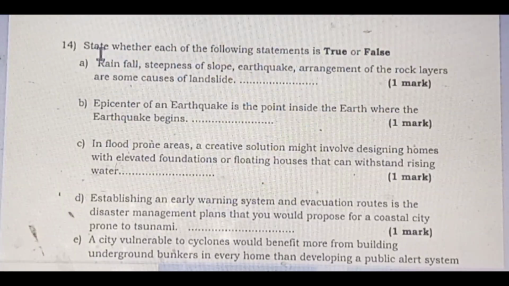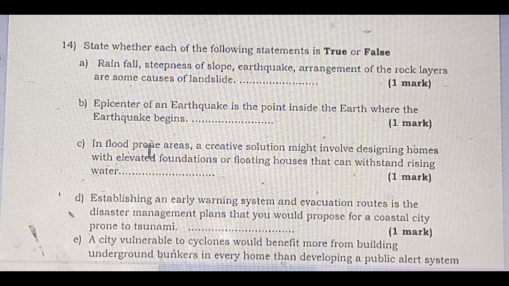Question 14. State whether each of the following statements is true or false. A. Rainfall, steepness of slope, earthquake, arrangement of rock layers are some causes of landslide. The correct answer is true. B. Epicenter of an earthquake is the point inside the earth where the earthquake begins. The correct answer is false.